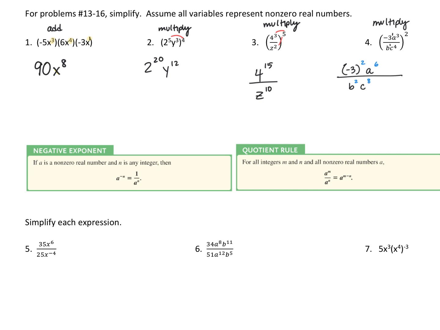Okay, now you can evaluate this one. The -3 squared, that's -3 times -3, so that should get me +9. It's important when you have a negative base that you put it in parentheses so that you don't forget: when I'm taking it to an even power, it would be positive. If it's an odd power, it would be negative. So 9 a to the 6th, b squared, c to the 8th would be your final answer here.